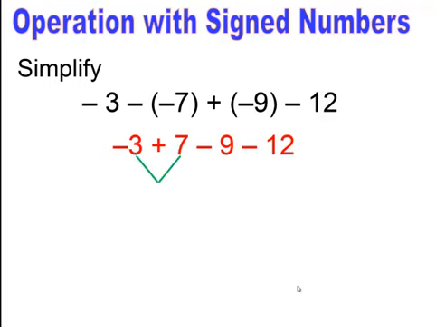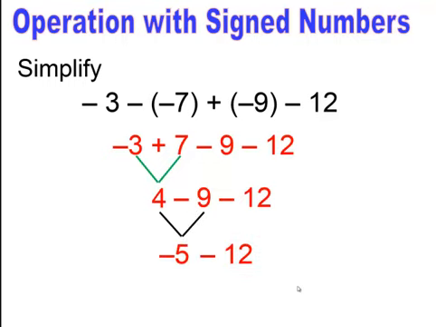Working from left to right, negative 3 plus 7 is going to be a positive 4. And then I do 4 minus 9. I'm going to end up with a negative 5, taking the sign of the higher number. And then I have same sign. I'm going to add and keep the sign. So my answer here is a negative 17.